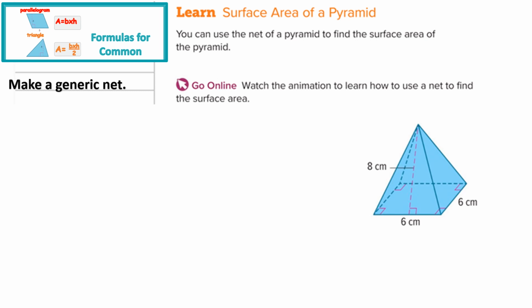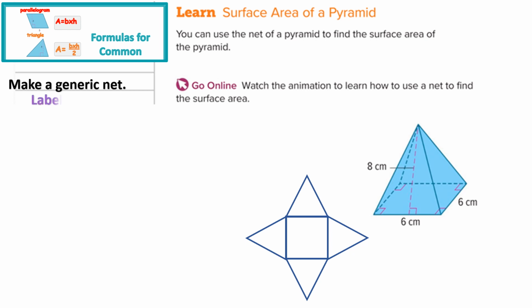So when I make my generic net for a square-based pyramid, I simply start with a square, and then I try to make triangles that look very similar all the way around it. Now, I drew these with the tool to draw triangles, and I duplicated it so mine looked nice and neat, but if I was doing it with my hands, it wouldn't look as neat as this. But you get the idea. I have a square on the bottom, and I have 4 triangles that make up the sides. Right?